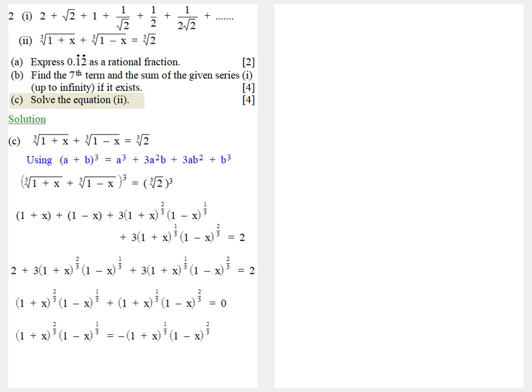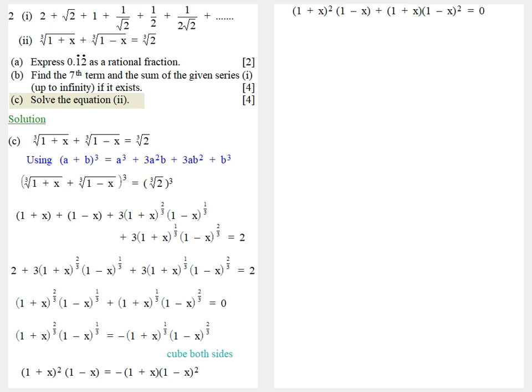Now if we put those two terms on either side of the equation, that gives us 1 plus x to the 2/3 times 1 minus x to the 1/3 equals minus 1 plus x to the 1/3 times 1 minus x to the 2/3. And then we can cube both sides. So 1 plus x squared times 1 minus x equals minus 1 plus x times 1 minus x squared. If we put them all onto one side, we get 1 plus x squared into 1 minus x plus 1 plus x into 1 minus x squared equals 0.